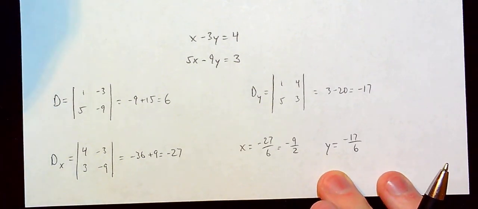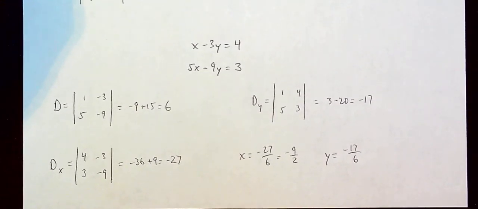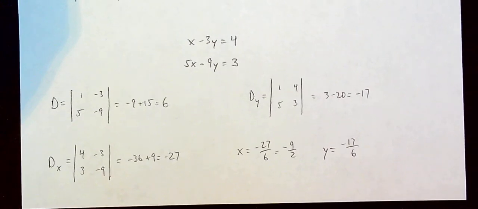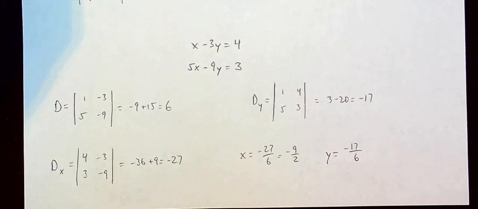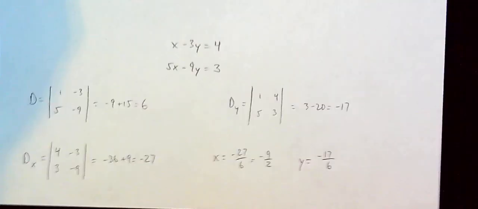So hopefully you came up with -9/2 for x and -17/6 for y. If you did, well done. If you didn't, try to go back through the problem and see where things went off. So that's Cramer's rule for a system of two linear equations in two variables.